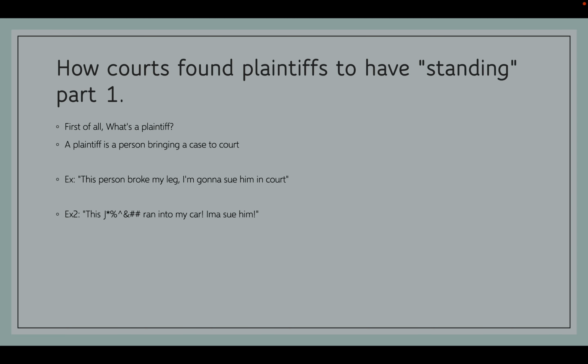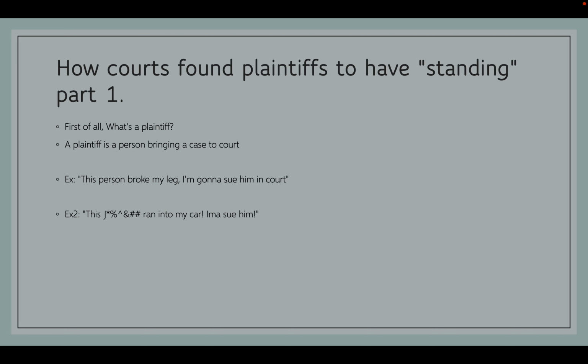All right, so in our part one, how courts found plaintiffs to have standing, to begin to understand this, we must understand what a plaintiff is. A plaintiff is a person bringing a case to court. So here are some examples. The first one: this person broke my leg, I'm going to sue him in court. This person is a plaintiff because he experienced an injury, and now he's bringing that injury and making a case in court. He's a plaintiff now.